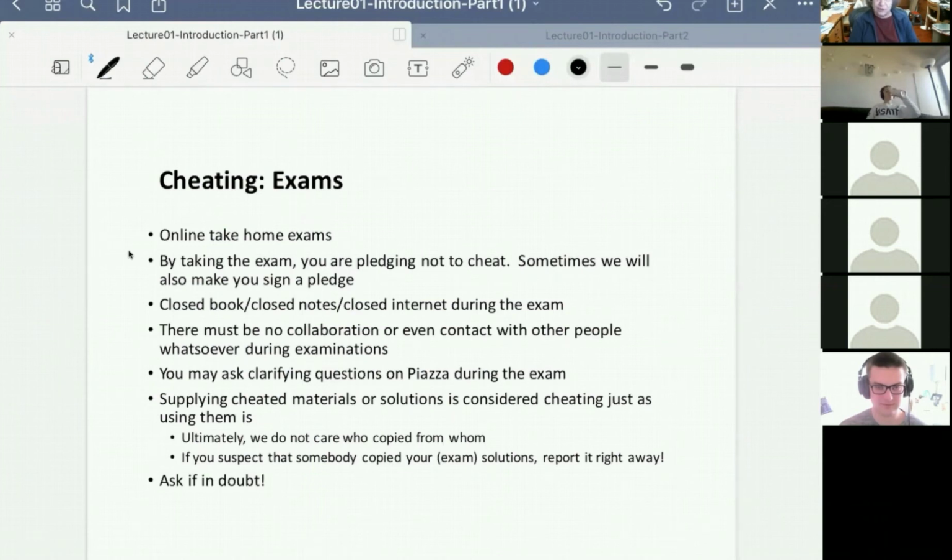There's no collaboration or contact with other people during the exams. You can ask questions of the TAs and me during the exam by posting it to Piazza. If you are supplying cheated materials or solutions to others, it is considered cheating, just as using them is. I don't care who copied from whom. If you suspect someone copied your exam, report it right away.